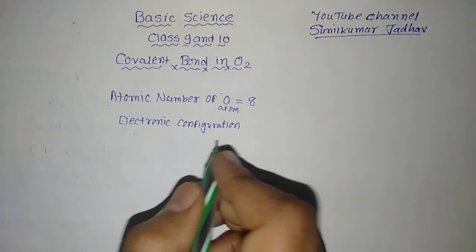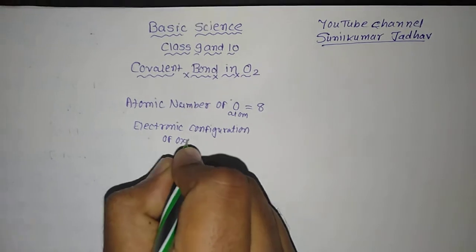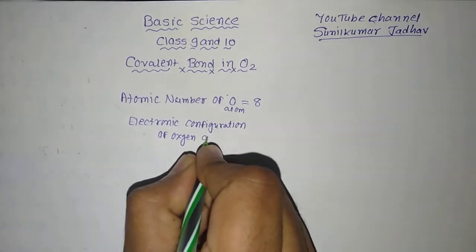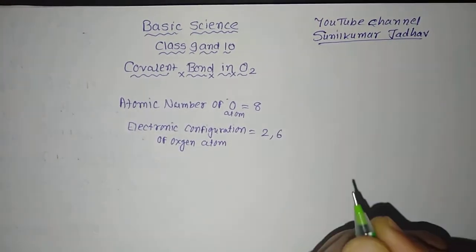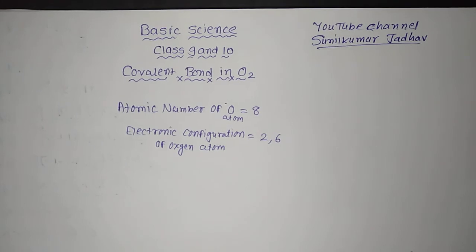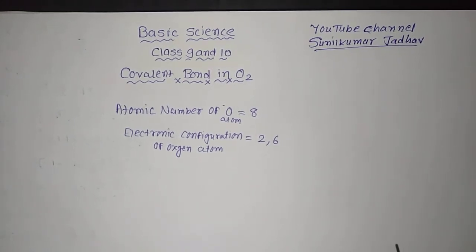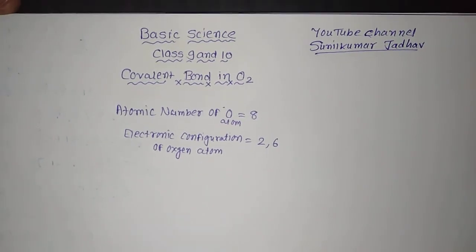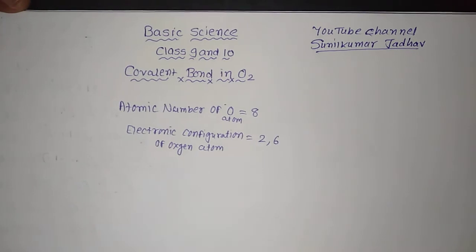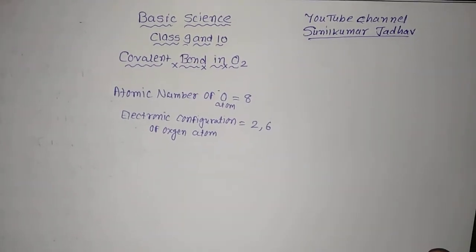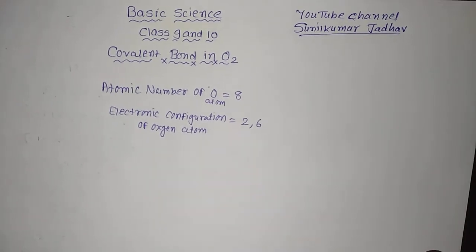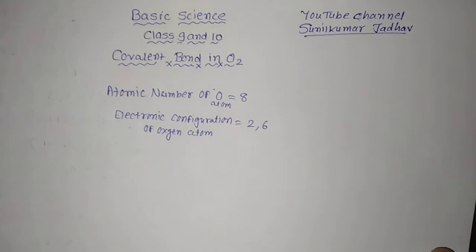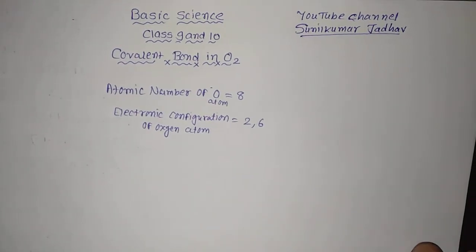So the electronic configuration of oxygen atom, you know that it is 2 and 6. To complete its octet, it requires 2 more electrons to gain. But in case this oxygen is not getting those 2 electrons from any other element, then what would happen? It will make the covalent bond with another oxygen element. How is it possible? That we will see with the electron dot structure. I will show you.